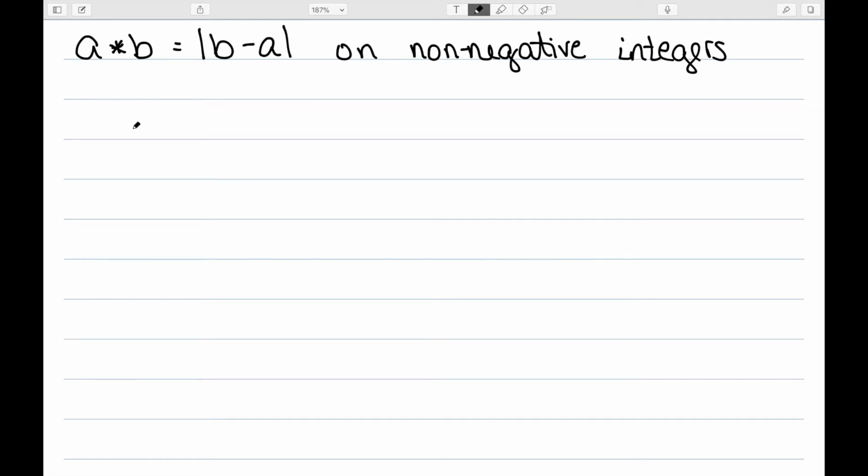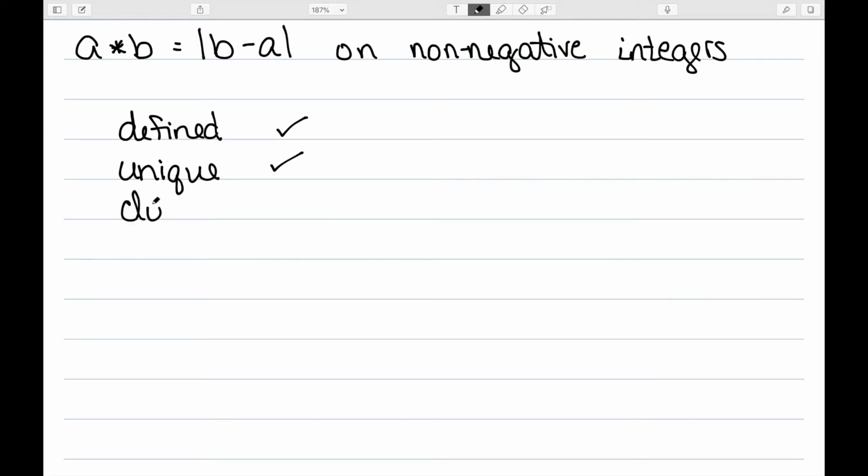The first question is, is it always defined? And the answer is yes. If you give me two non-negative integers, I can definitely subtract them and take their absolute value. Is it unique? And the answer is yes. A subtraction is unique and an absolute value is unique.